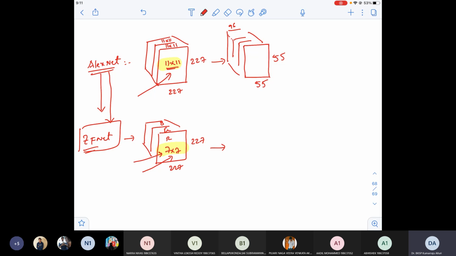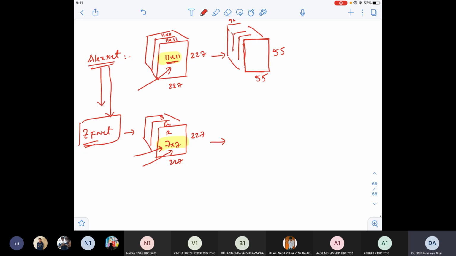But if I use 7 by 7 filter, your output size will not be 55 by 55, right? But they ensured that they added proper stride. They added proper stride to ensure that you get the same size. Let us see the configuration for that. They've taken a padding of 0.